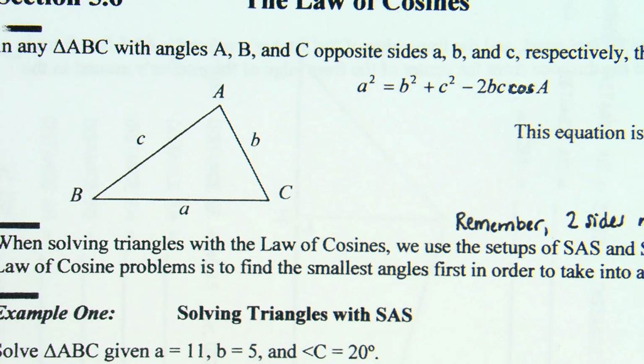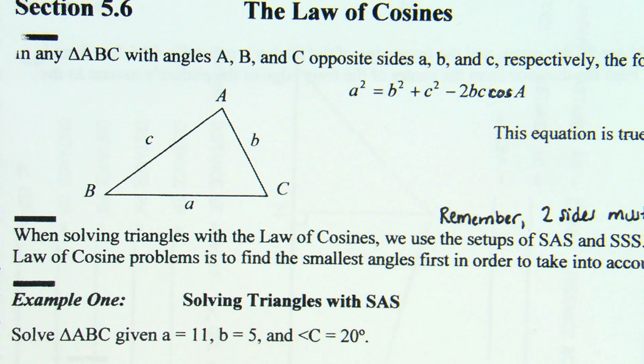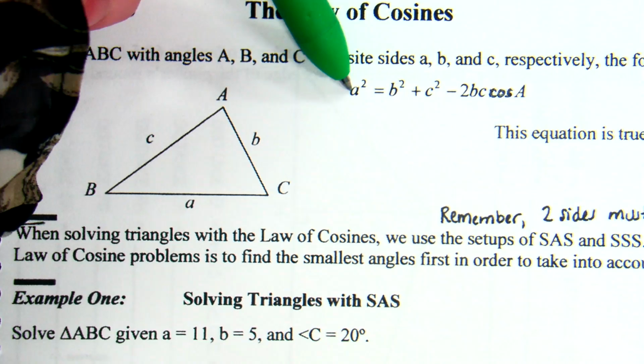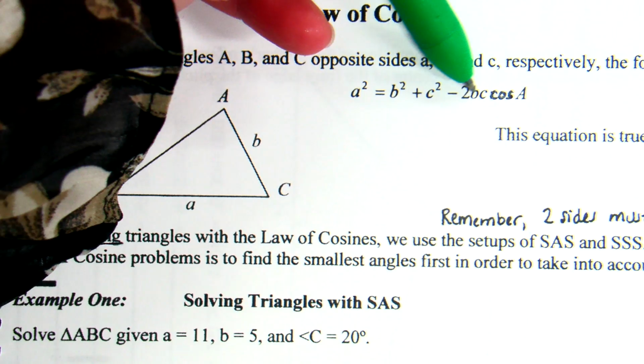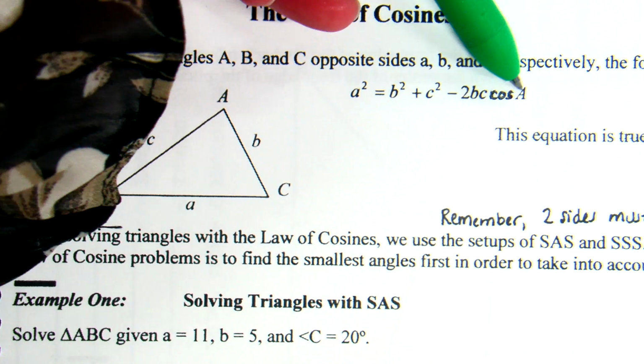Now, you'll notice it says this equation is also true for B and C as well. So I'm going to write those in because I think you guys will do better if you have them physically in front of you. Notice here it's a squared. The other two sides are right here, b squared and c squared. And the other two sides are right here, 2bc. Whatever side is over here, a squared, is the angle that is in here, cosine A.